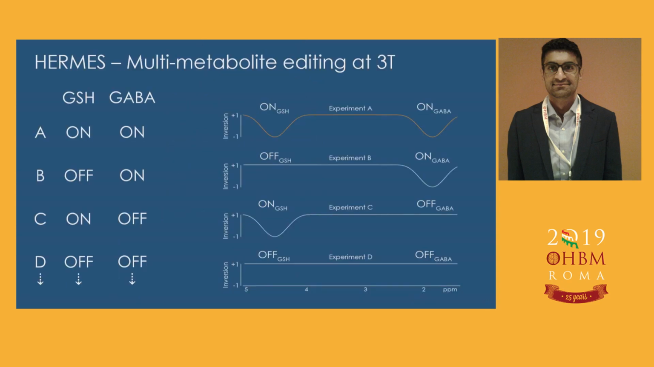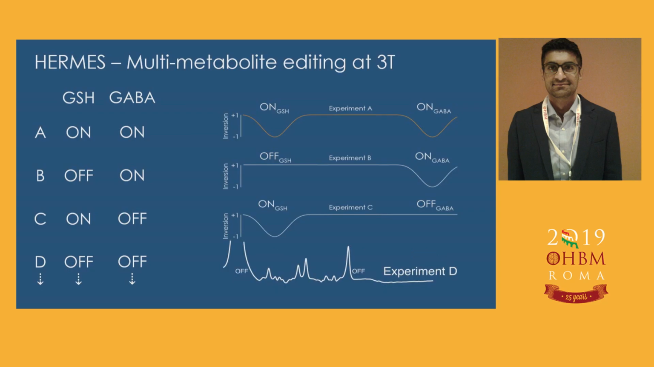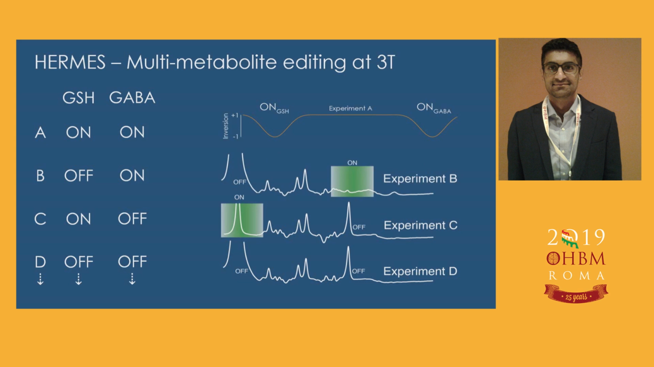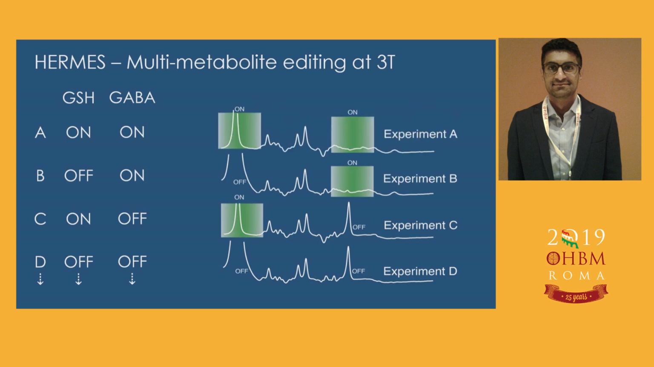So let's look at it. How does it affect your conventional spectrum? Starting from experiment D, you're not applying any editing pulse. You end up getting a conventional MR spectrum. In experiment C, you apply editing pulse at 4.56 ppm. You end up saturating your water signal. In experiment B, you apply editing pulse at 1.9 ppm. You end up saturating your NAA signal. In experiment A, you apply dual-lobe editing pulse, that is editing both GABA and glutathione. However, it also saturates your NAA signal and water signal.